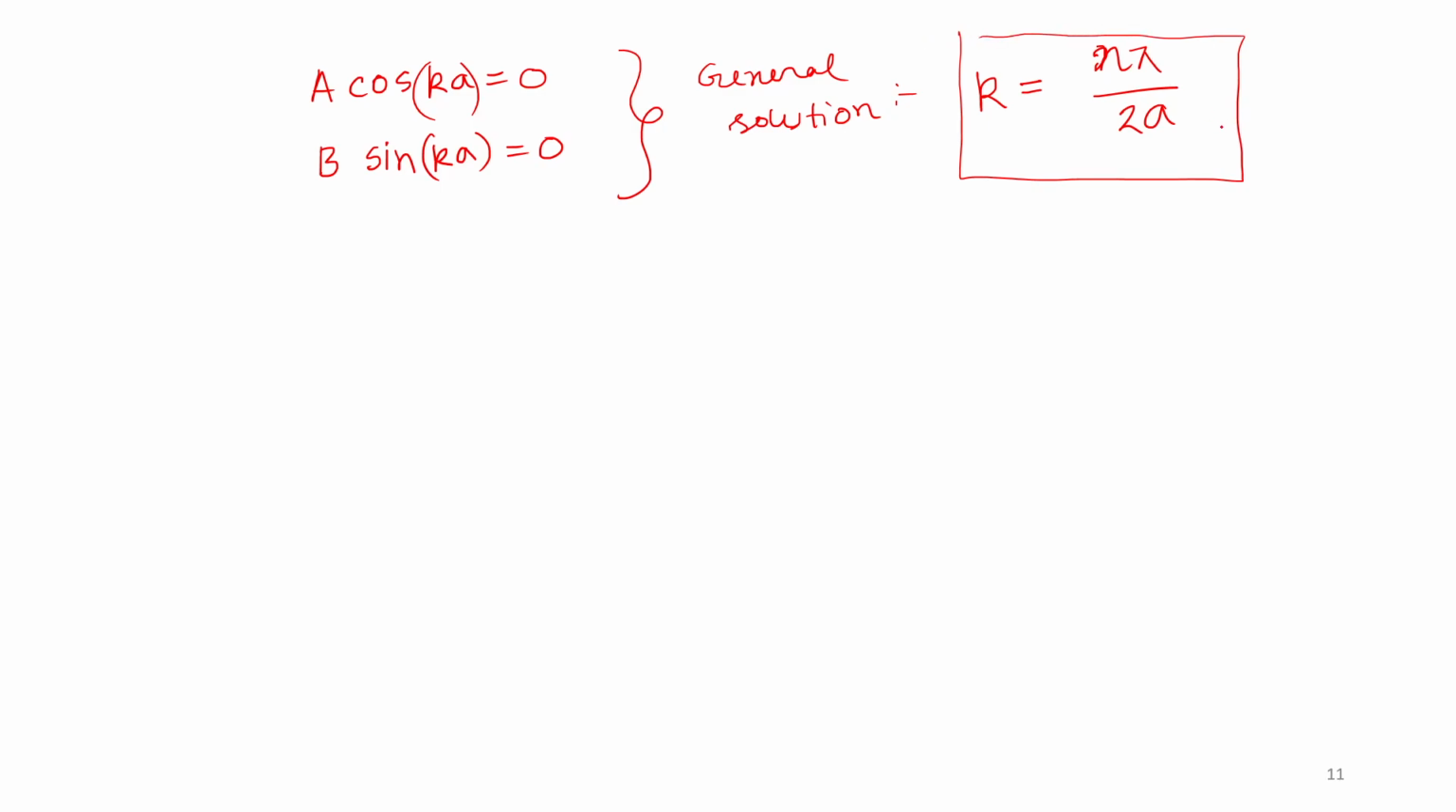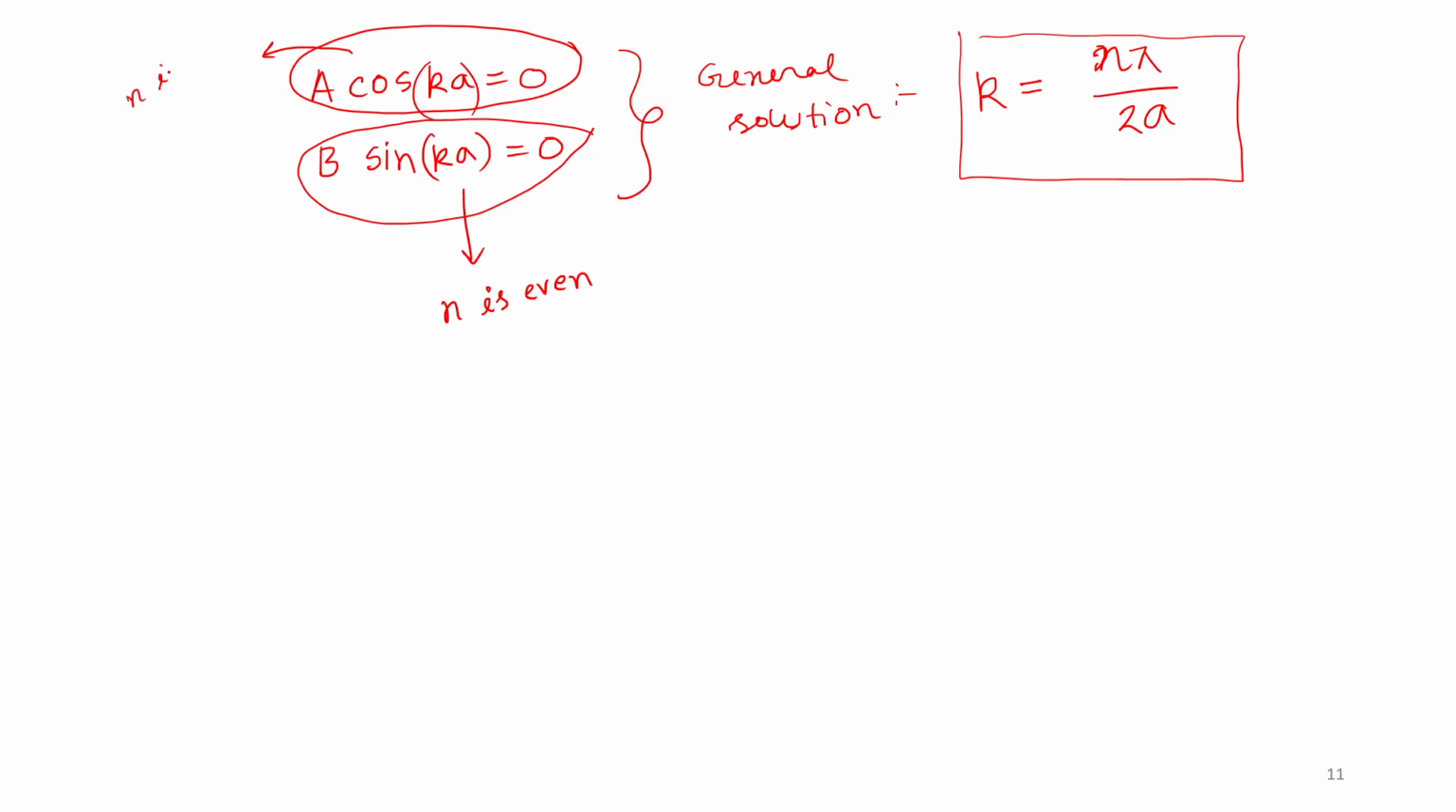Now for even value of n, this is true when n is even, and this is true when n is odd. I will show you an example. So n even means it could be 2, 4, 10, something like this. And odd means it could be 1, 3, 5, something like this, right?